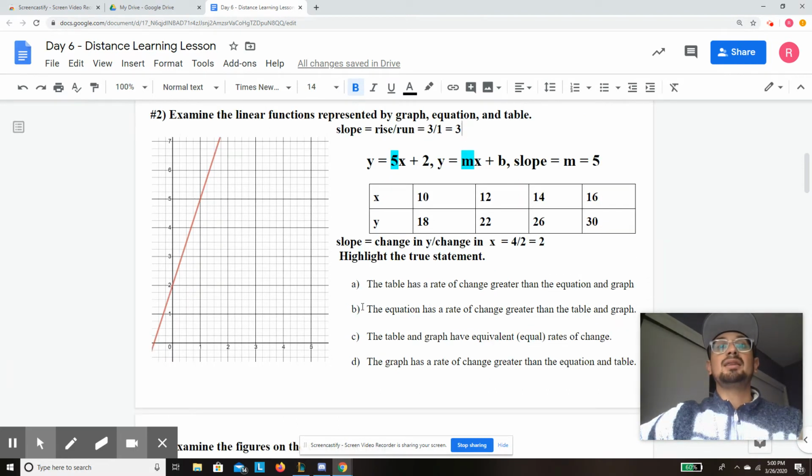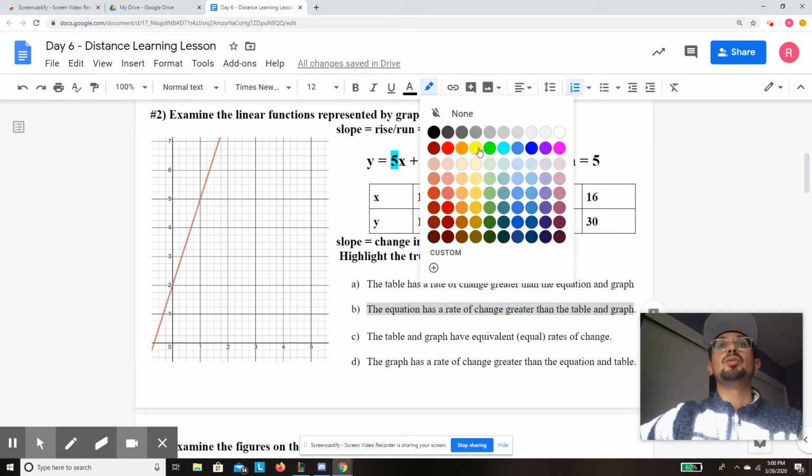So now we can look at that and see which one of these is correct. The table has a rate of change greater than the equation and the graph. No, that's not right. The table has a rate of change of 2. That's the least amount. The equation has a rate of change greater than the table and the graph. The equation does, because the rate of change for the equation is 5, and then it's 3 and 2, so it's bigger than all the rest. So this one would be the one that you want.